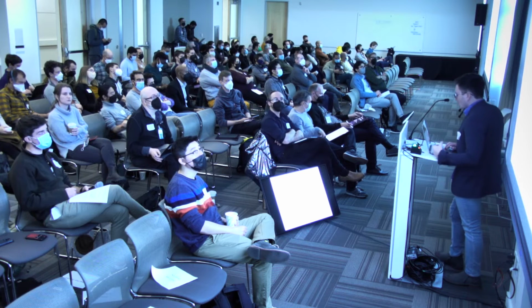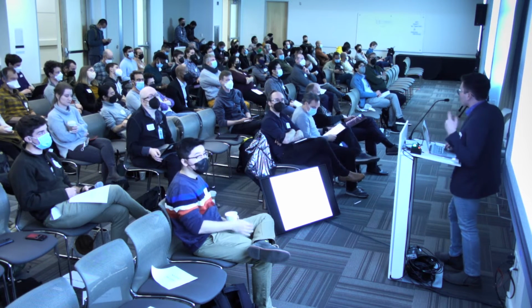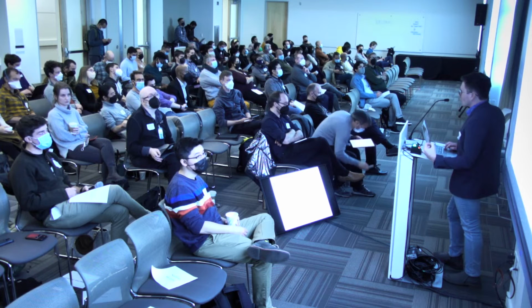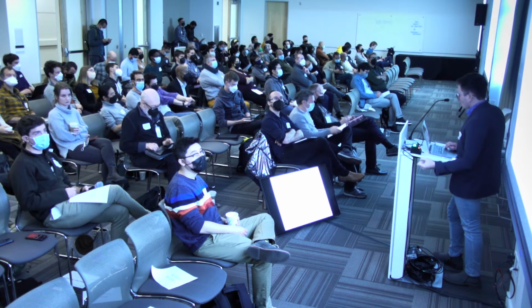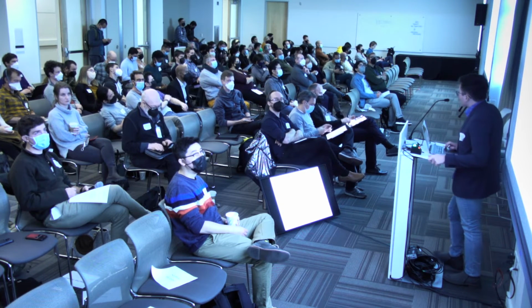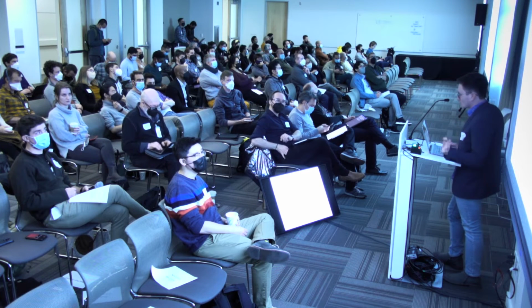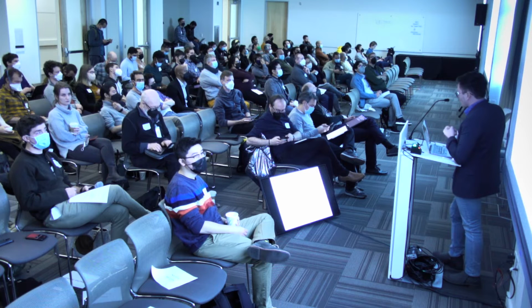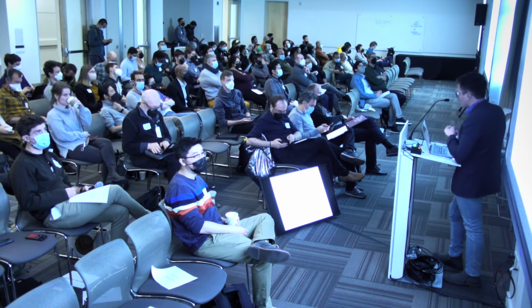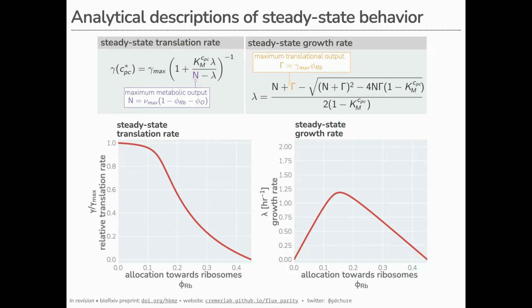So we can take this handful of equations and then interrogate the steady state regime to see if we can make some concrete predictions out of here. And again, skipping through the details of the derivation, we can come up with closed form analytical solutions that describe the translation rate, which I'm going to denote with gamma here. So this is the rate at which peptide bonds are being formed per ribosome per unit time. And then we have the steady state growth rate. So that describes the rate at which the entire system is growing.